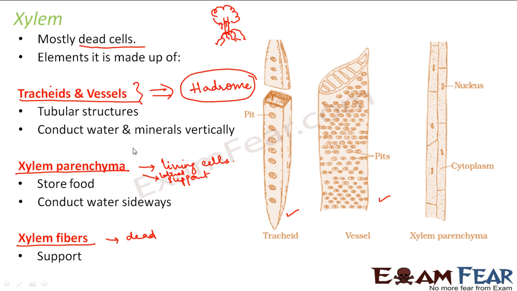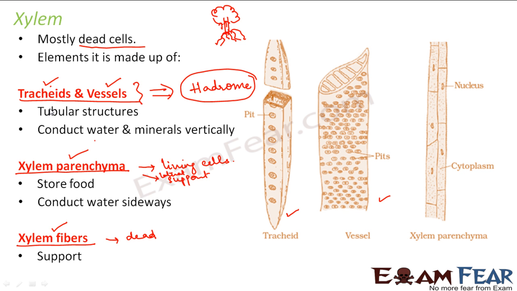Okay, so overall, what did we see? What are the different components of which a xylem is made up, or the different elements of a xylem? Tracheids, vessels, xylem parenchyma and xylem fibers. So now you understand the function of each of them. The purpose of xylem as a whole is to transport water from roots to different parts of the plant. This function is divided among the different elements of xylem. Tracheids and vessels, together called hadrom, will conduct water and minerals vertically. Xylem parenchyma will conduct the water sideways, and xylem fibers will support all of them, right?